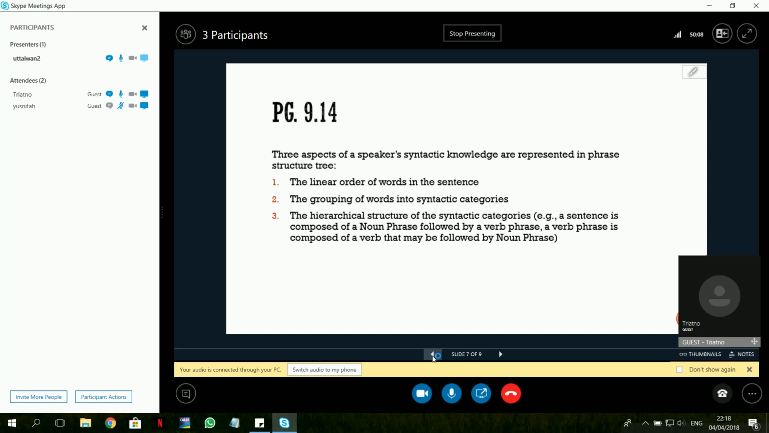See page 9.4, a complicated tree diagram. Ini diagram pohon yang cukup complicated. Sudah ketemu? Ribet ya, ribet banget. Jadi the child put the puppy in the garden.